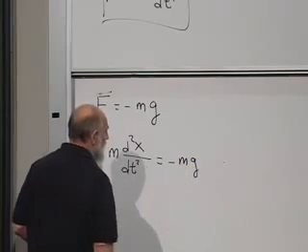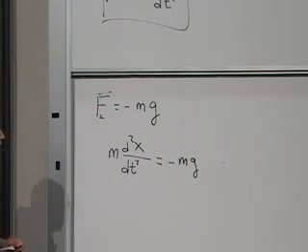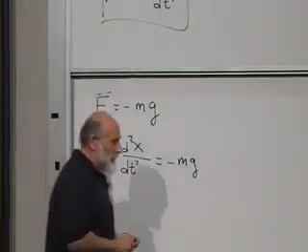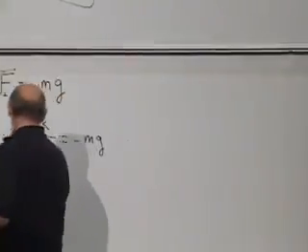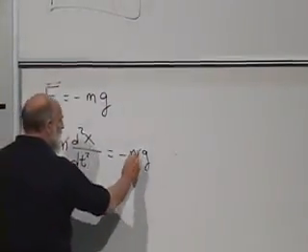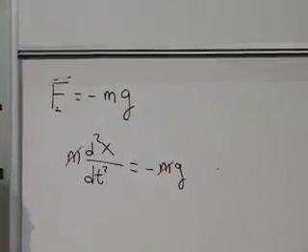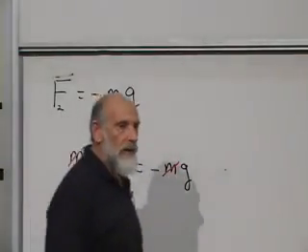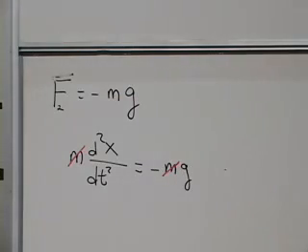mg, period. That's it. Now, the interesting thing that happens in gravity is that the mass cancels out from both sides. That is what's special about gravity. The mass cancels out from both sides. And the consequence of that is that the motion of an object, its acceleration, doesn't depend on the mass. It doesn't depend on anything about the particle.